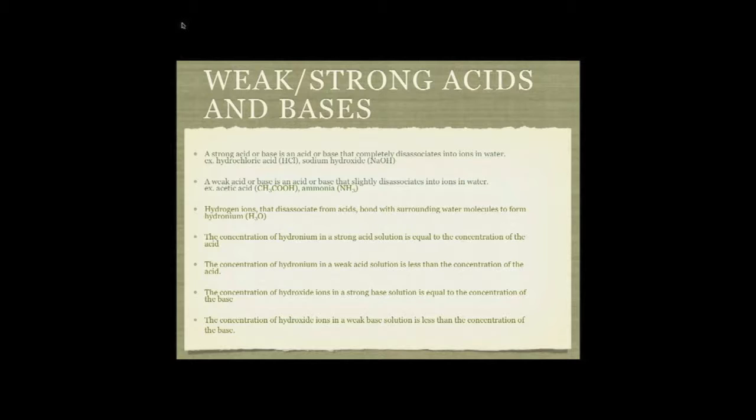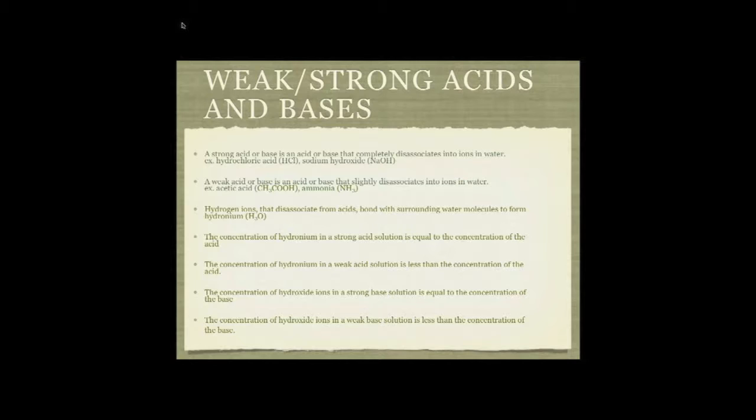Acids and bases are divided up into two categories. There are weak acids and bases, and there are strong acids and bases. A strong acid or base is an acid or base that completely dissociates into ions in water. Examples of this are hydrochloric acid and sodium hydroxide. A weak acid or base is an acid or base that slightly dissociates into ions in water. Examples of this are acetic acid and ammonia.